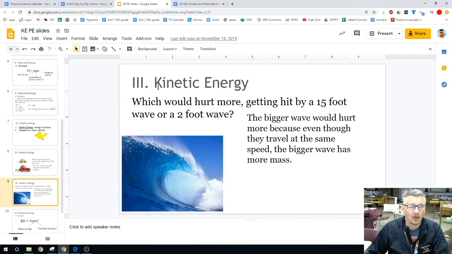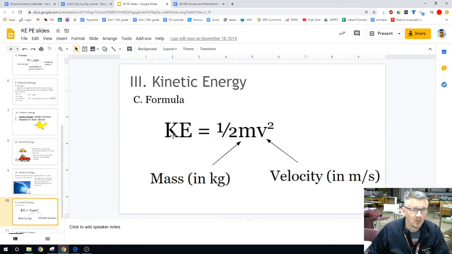We have a problem here. Which would hurt you more, getting hit by a 15-foot wave or a 2-foot wave? With the idea that the waves would probably be traveling at the same speed, the bigger wave has more mass, so it is going to impact you greater. The formula for kinetic energy is equal to 1/2 times the mass times the velocity squared, or 1/2 mv squared. It's important that you square the velocity. Very important.